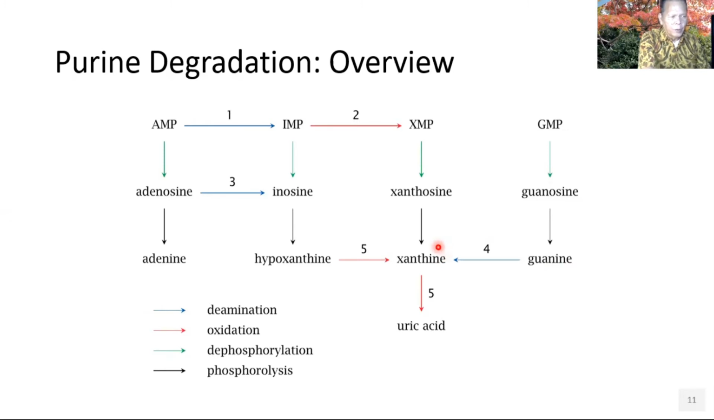Now let's see the line on the left side. This is deamination. See this one. Step 1 is deamination, and this one is oxidation, and this one is phosphorylation, and this one is phosphorolysis.